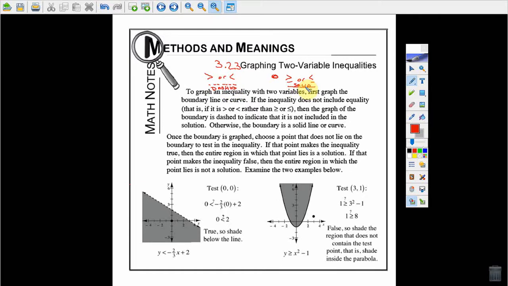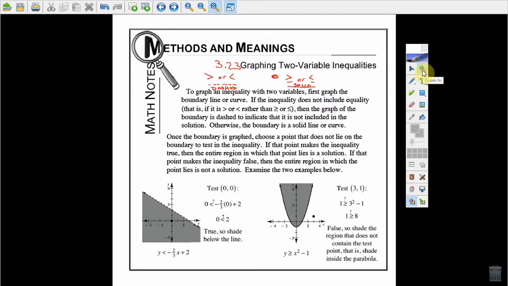Once the boundary is graphed, choose a point that does not lie on the boundary to test in the inequality. If that point makes the inequality true, then the entire region in which the point lies is a solution. If that point makes the inequality false, the entire region in which the point lies is not a solution. So, in other words, you're going to pick a point above and below the graph, and you're going to see which direction you need to shade.